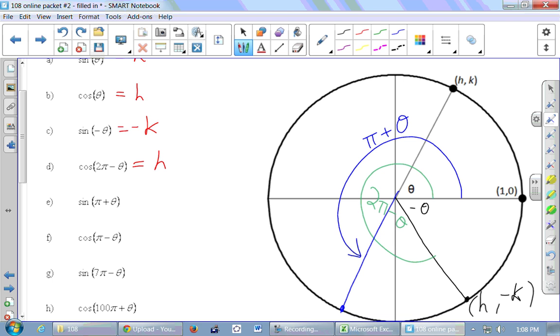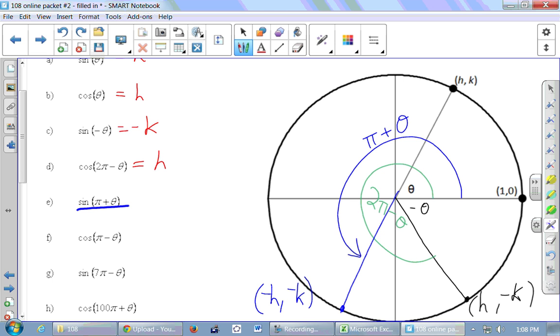And labeling the points over here, it's gotta be h's and k's, so the only question is which ones are negative, which ones are positive. So this point is in the third quadrant, so clearly both coordinates are negative. And now we can do sine of pi plus theta. We know that the sine is the y-coordinate, it's negative k.